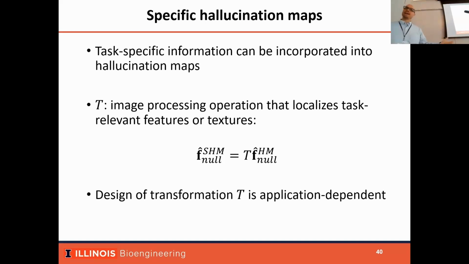But if you know what your task is, and what object features or textures are relevant to your task, then you can imagine designing an image processing operator such that when you act that operator on your hallucination map, you get an image processed hallucination map that filters out all of the hallucinations that you don't care about and zooms you in to the hallucinations that you might want to worry about or look at closer. So that's what we call a specific hallucination map.